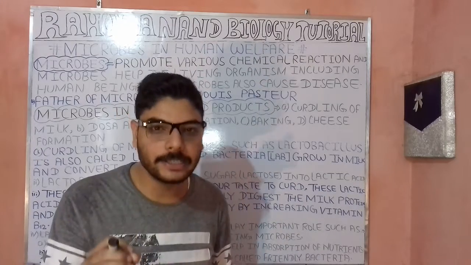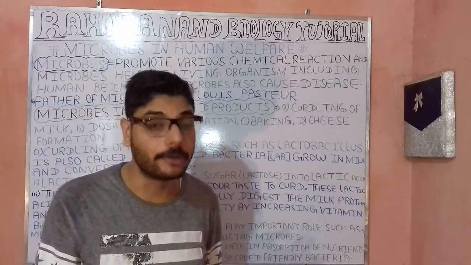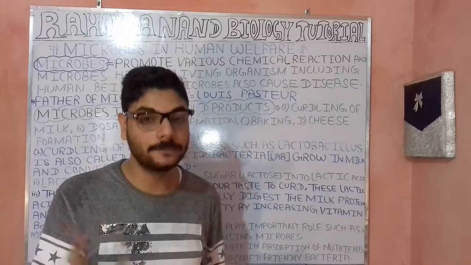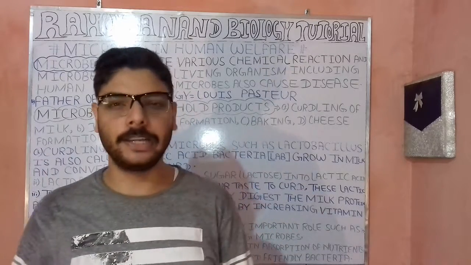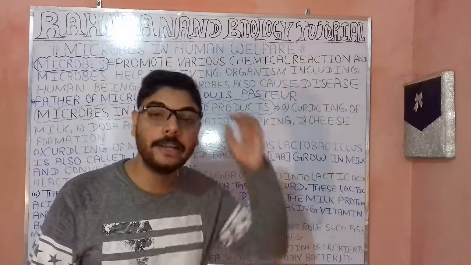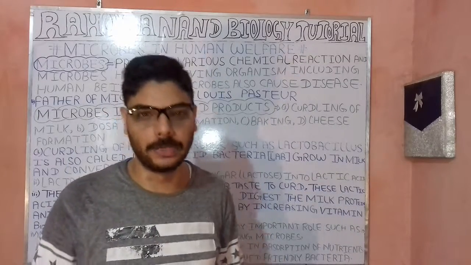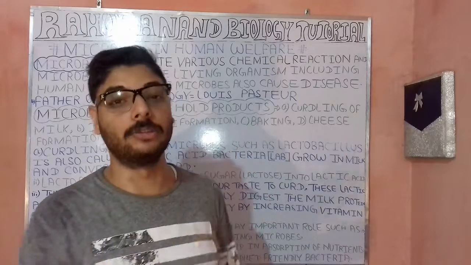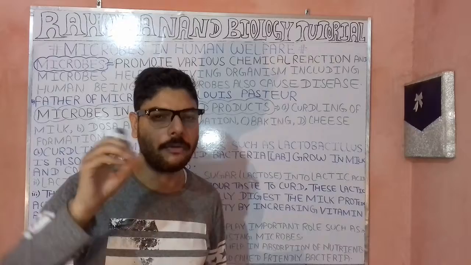Now let's understand microbes in human welfare. They play an important role in the formation of curd. Curdling of milk is an important process in microbes in human welfare. Often they play an important role in idli and dosa formation, as well as baking and cheese formation.